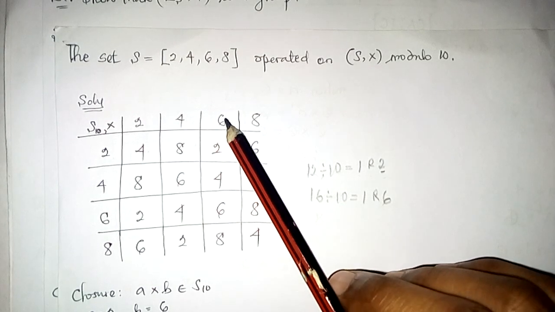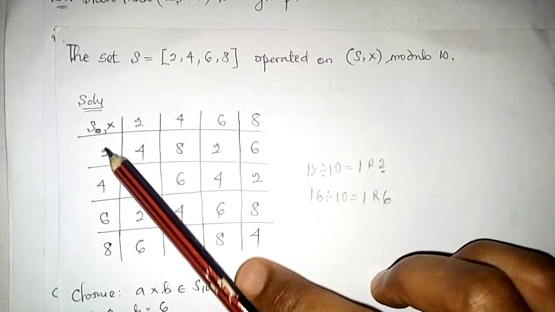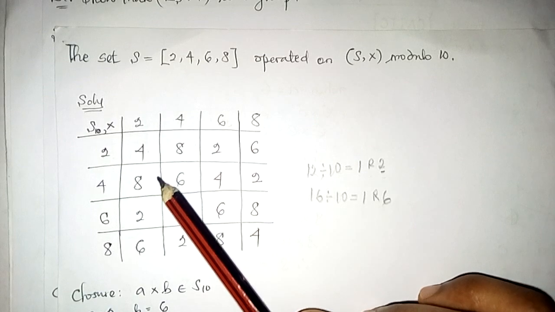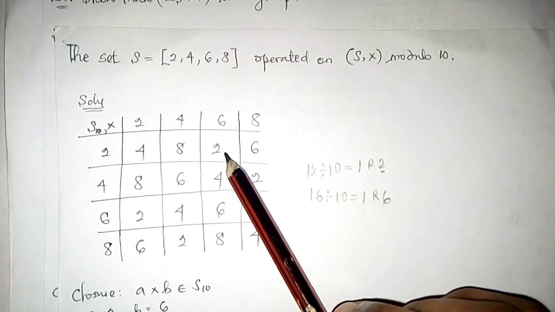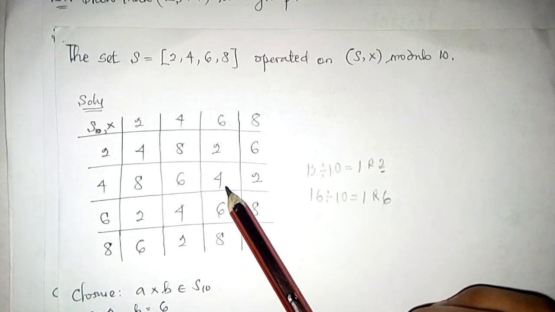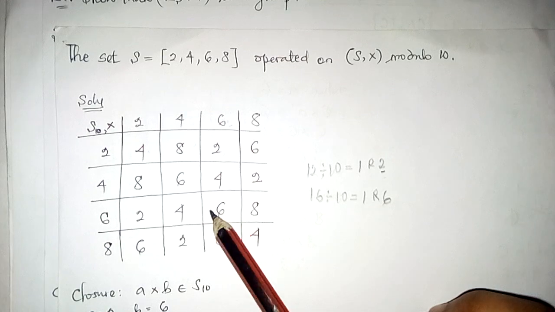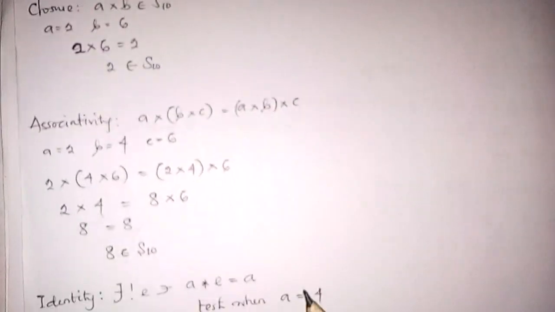So whenever you multiply 6 by any element, it's definitely going to give you that same element. So 8 by 6 gives us 8. 2 by 6 gives us 2. 4 by 6 gives us 4. 6 by 6 gives us 6. Therefore, 6 is the identity element. Let's look at the last property.